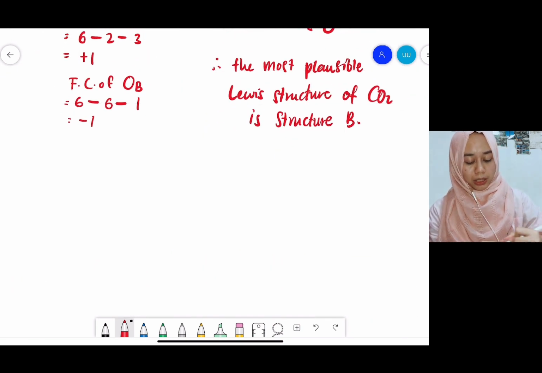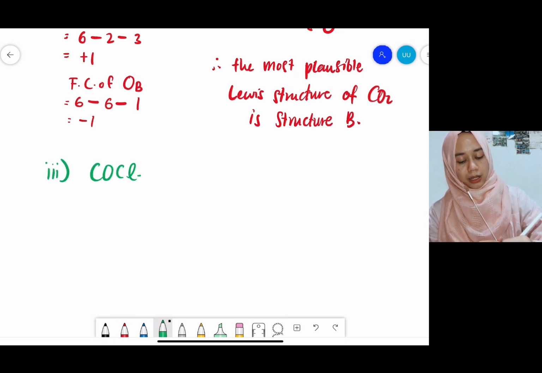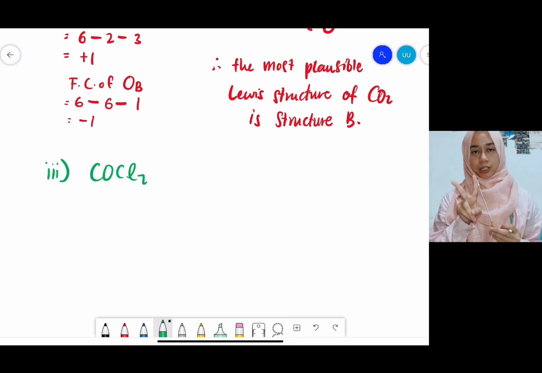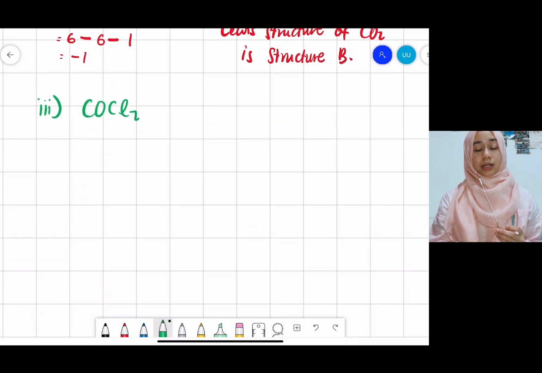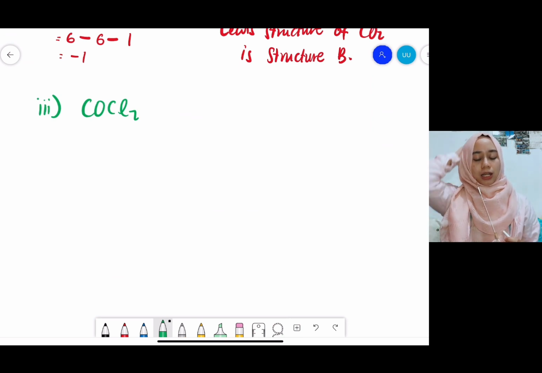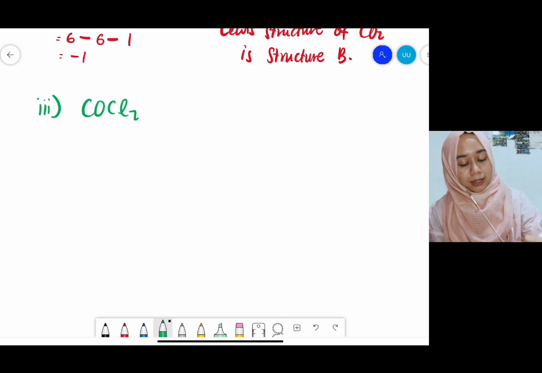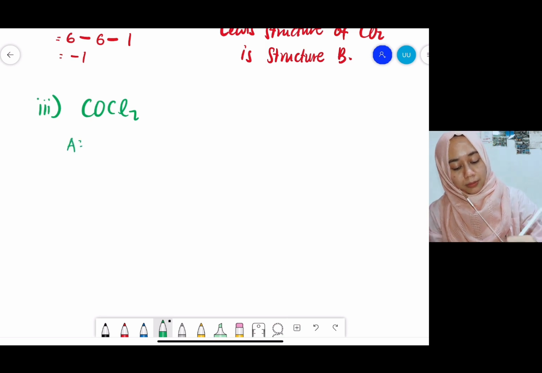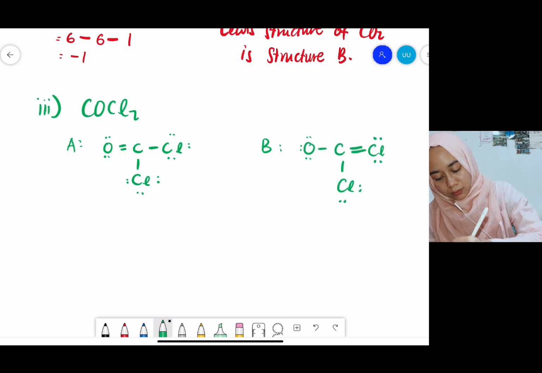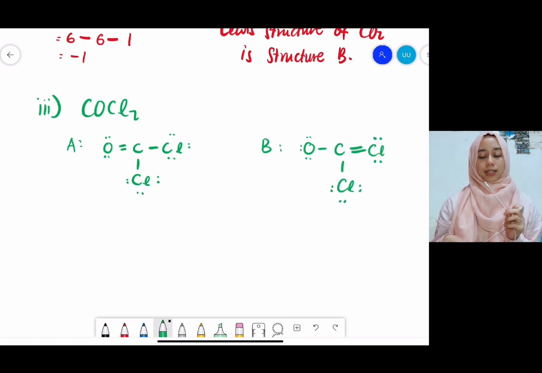So contoh ketiga, kita ada COCl2. So untuk contoh ini pun dia ada 2 possibility Lewis structure juga. So kita guna apa yang kita dah belajar waktu kita lukis Lewis structure tadi. So kita akan dapat yang... okay, so these are the 2 possibilities of Lewis structure for COCl2.